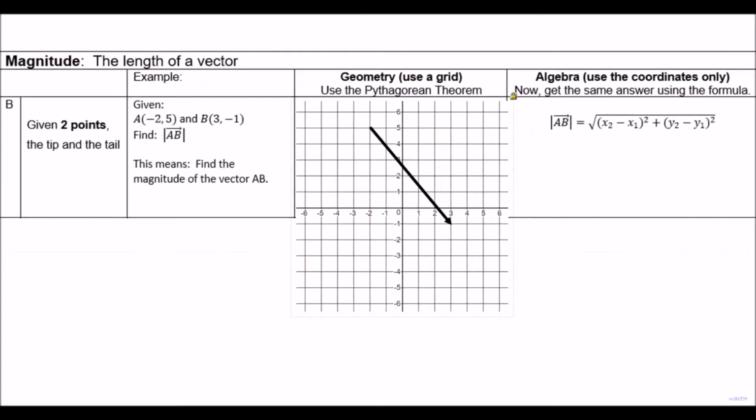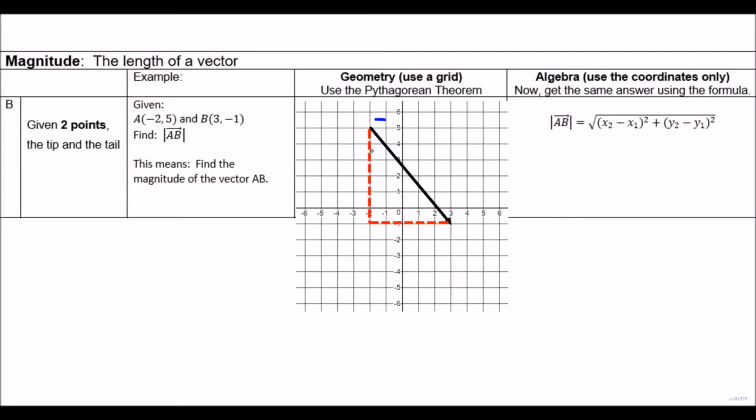Next, we're going to talk about magnitude, given two points, the tip and tail. We want to find its magnitude. So for instance, here again, vector AB, same vector as before. I want to find the magnitude of AB. So I'm going to drop a vertical and a horizontal to make a right triangle. Why would I do this? So that I can use the Pythagorean theorem to figure out the magnitude. The vertical side squared plus the horizontal side squared is equal to the diagonal side squared, which is the magnitude of that vector.